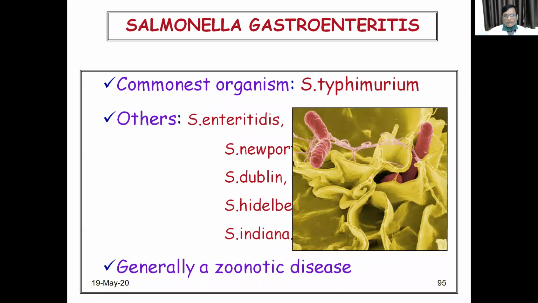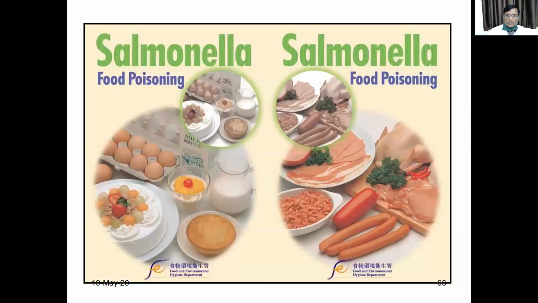The commonest organism is Salmonella typhimurium, causing gastroenteritis, followed by Newport, Dublin, Enteritidis, and Indiana. Generally, this is a zoonotic disease. It will occur from the animals or birds. The commonest cause of such Salmonella food poisoning or gastroenteritis is the meat, improperly cooked meat of the animals, or improperly boiled eggs.